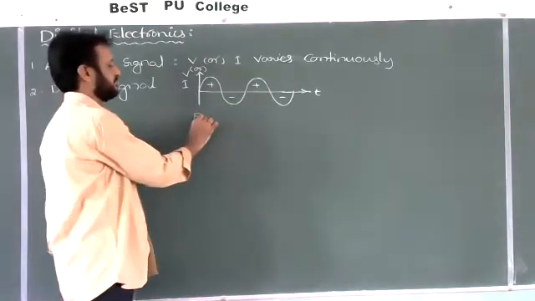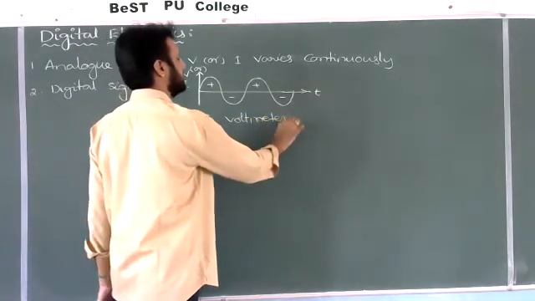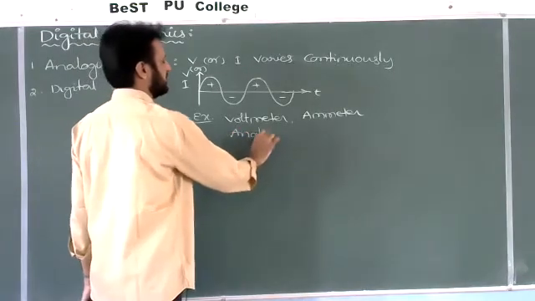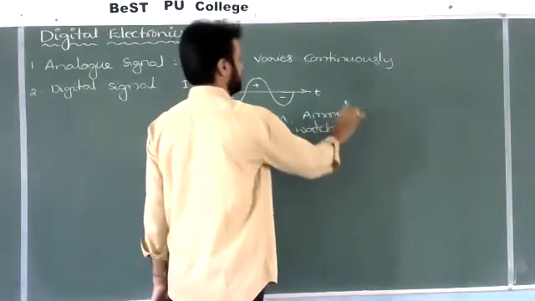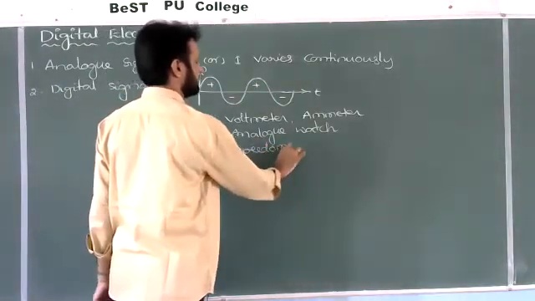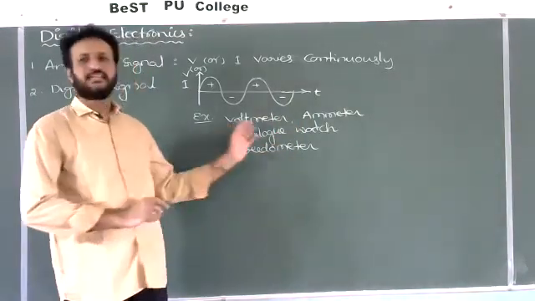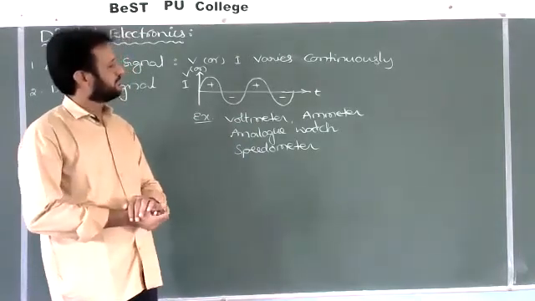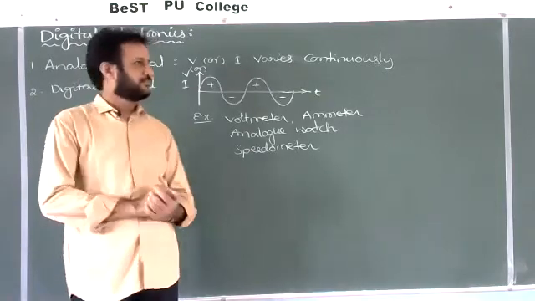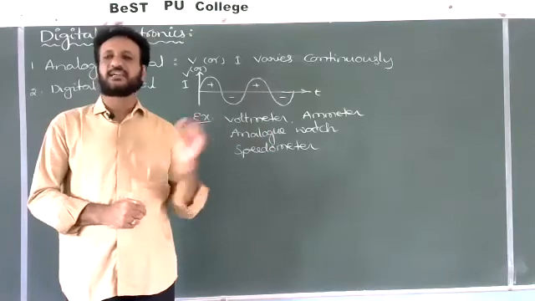Example, voltmeter, ammeter, analog watches, or the speedometer of a bike. So this type of thing generally has analog signals only, they continuously change. And generally the electronics branch which deals with analog signals can be called analog electronics. That is called analog electronics.